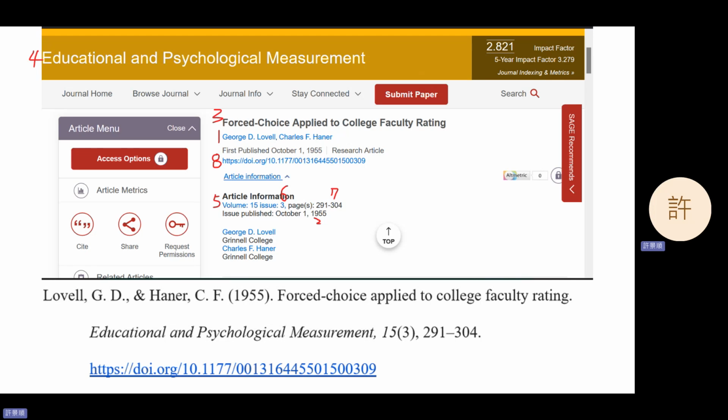And then the last thing is the DOI. If you got everything correct, raise your hand. If you missed one thing, raise your hand. Good. If you missed two things, raise your hand. 3 things? 4?